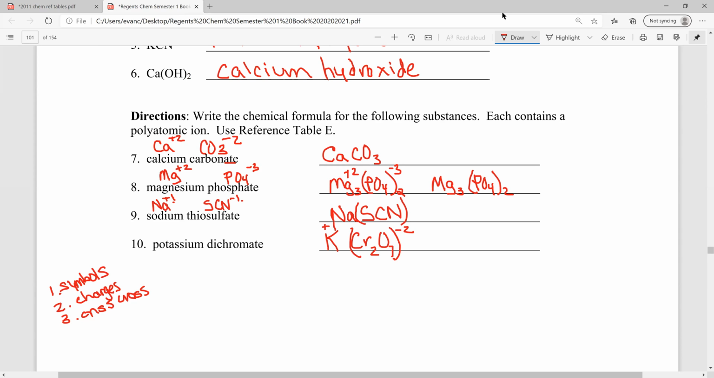When I do my crisscross, I need 1 of the dichromates, and I need to bring a 2 for the potassiums. So it's going to be K2 and then Cr2O7. And then you can also write it without the parentheses. You can only write it without the parentheses if there's only 1 of the polyatomic. If you have more than 1 polyatomic, you absolutely have to use parentheses.